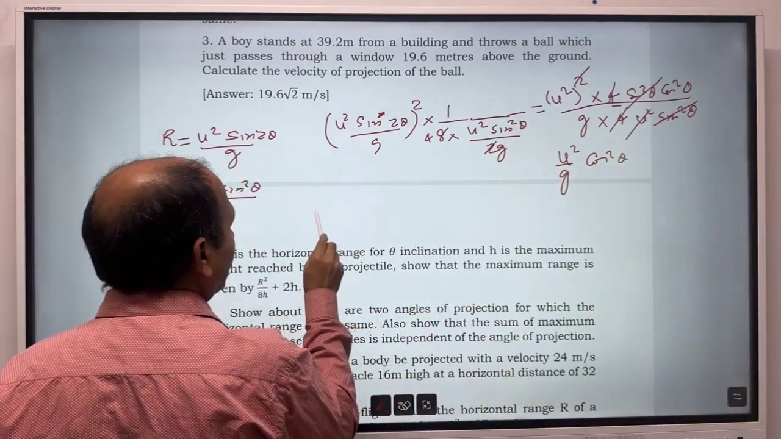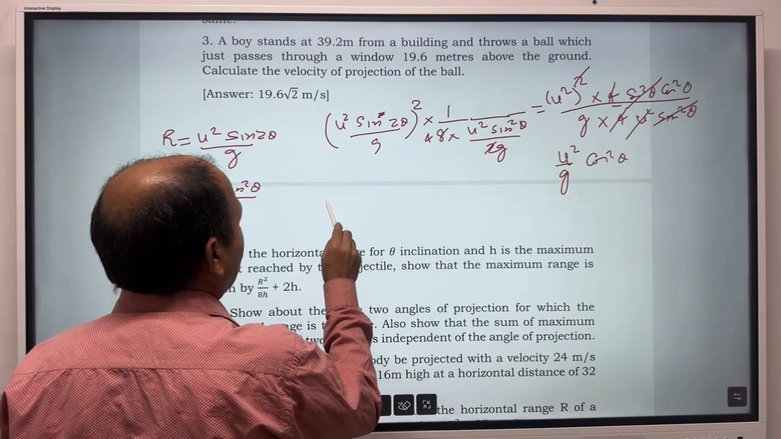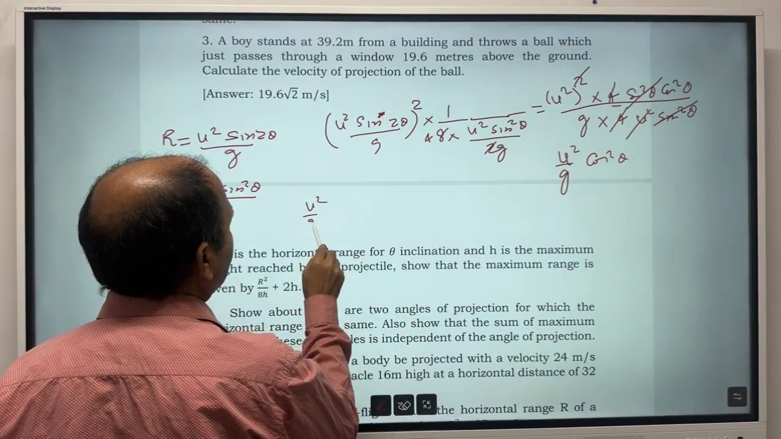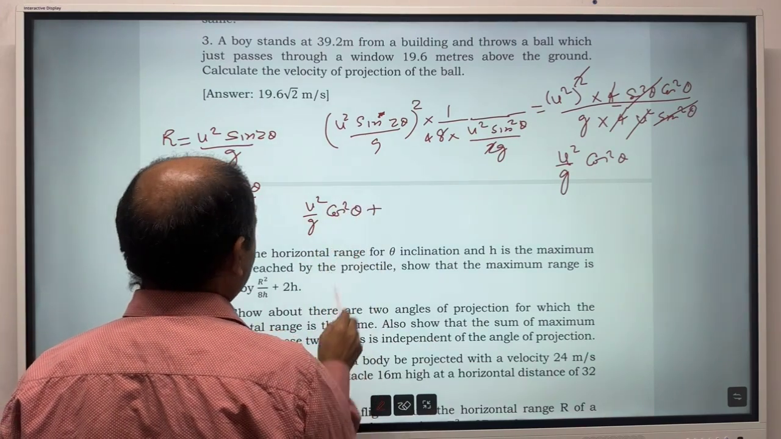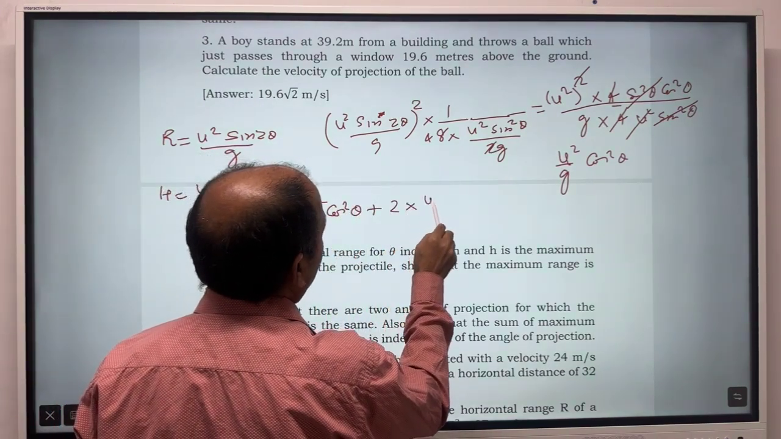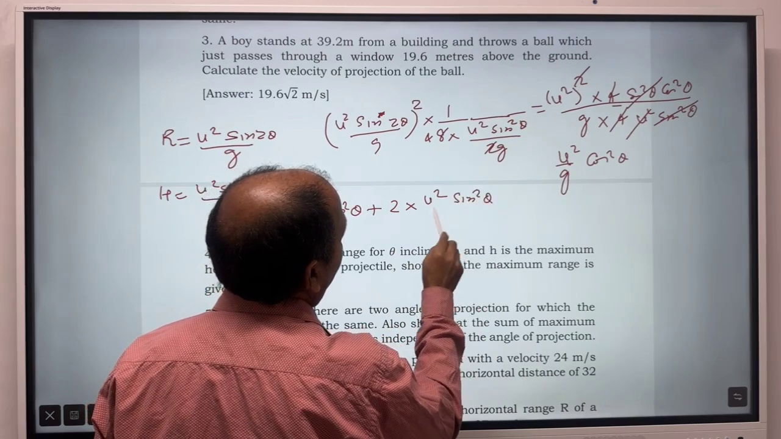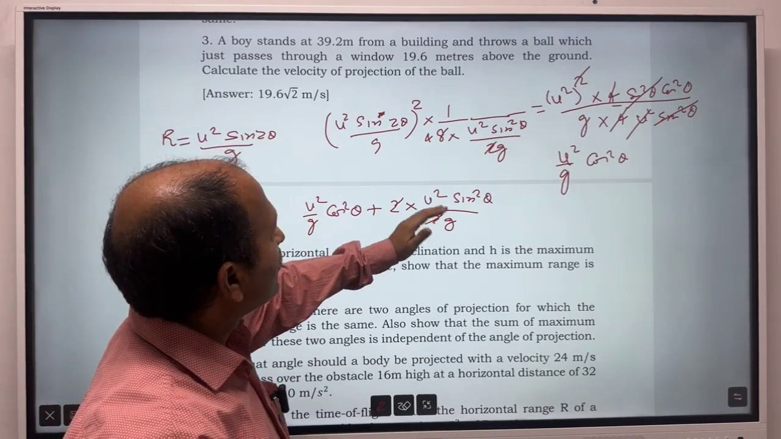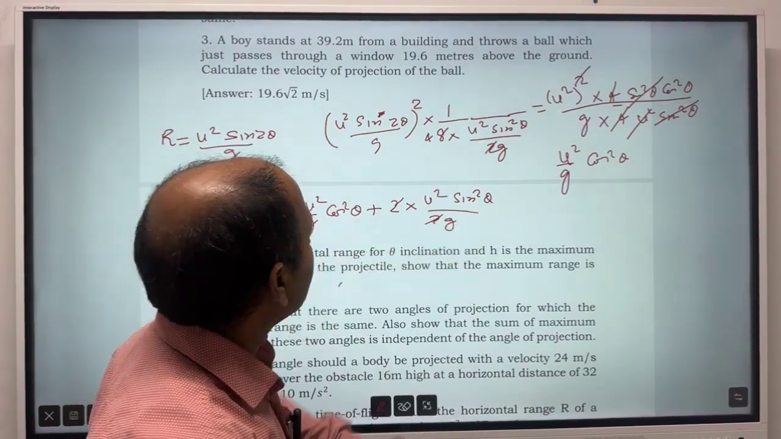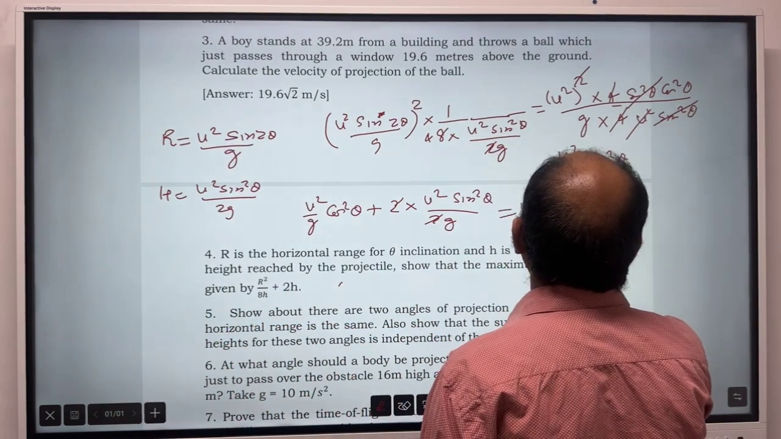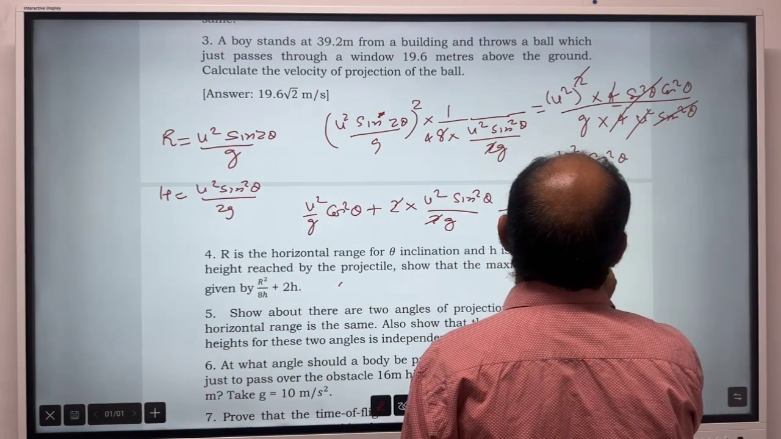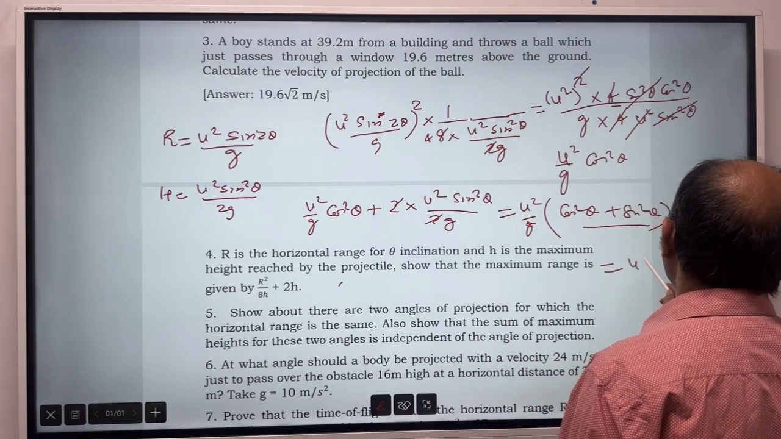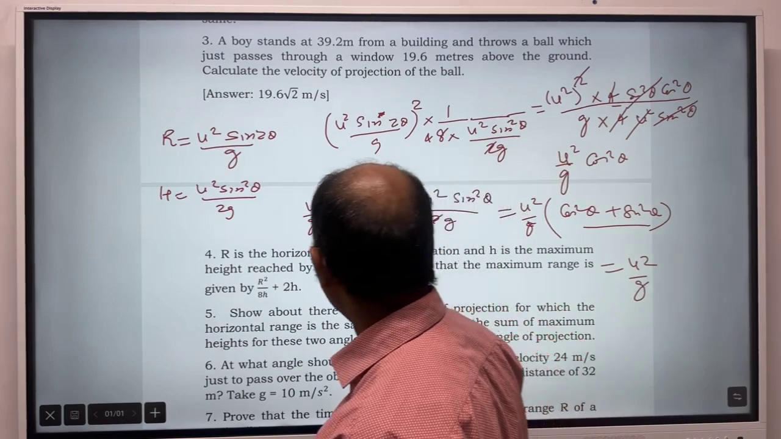Now we put the values here. So we have got R square upon 8h equal to that much. So u square upon g times cos square theta plus 2h, twice of h. h is u square sine square theta divided by 2g. 2 will cancel out. U square upon g cos square theta plus u square upon g sine square theta. So here u square upon g can be taken outside, and inside cos square theta plus sine square theta will be left, which gives 1. So your answer will be u square upon g. So I think you have understood now.